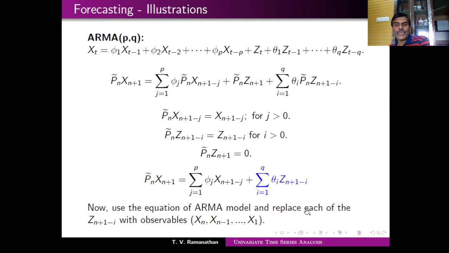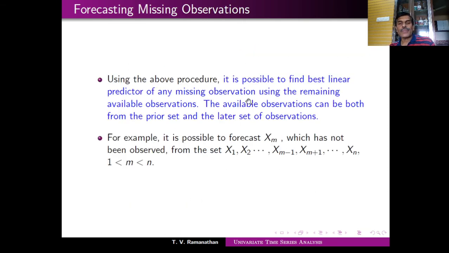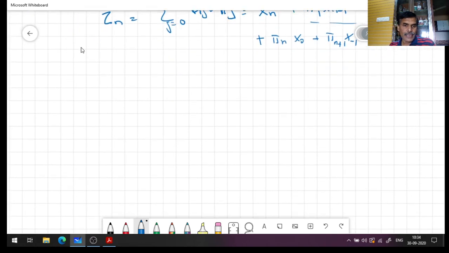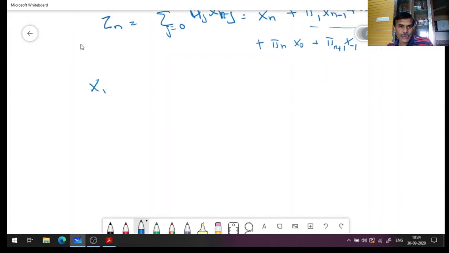So now use the equation model and replace each of the z_{n+i} with the observations x1, x2, ..., xn. That replacement is done based on the assumption of invertibility. So that is where you basically require the ideas of invertibility. So using the above procedure, it is possible to find the best linear predictor. In fact, we can also obtain the best linear predictor of missing observations. What I mean is, it's not necessary that we have x1, x2, ..., xn, and then I am going to predict x_{n+l}.